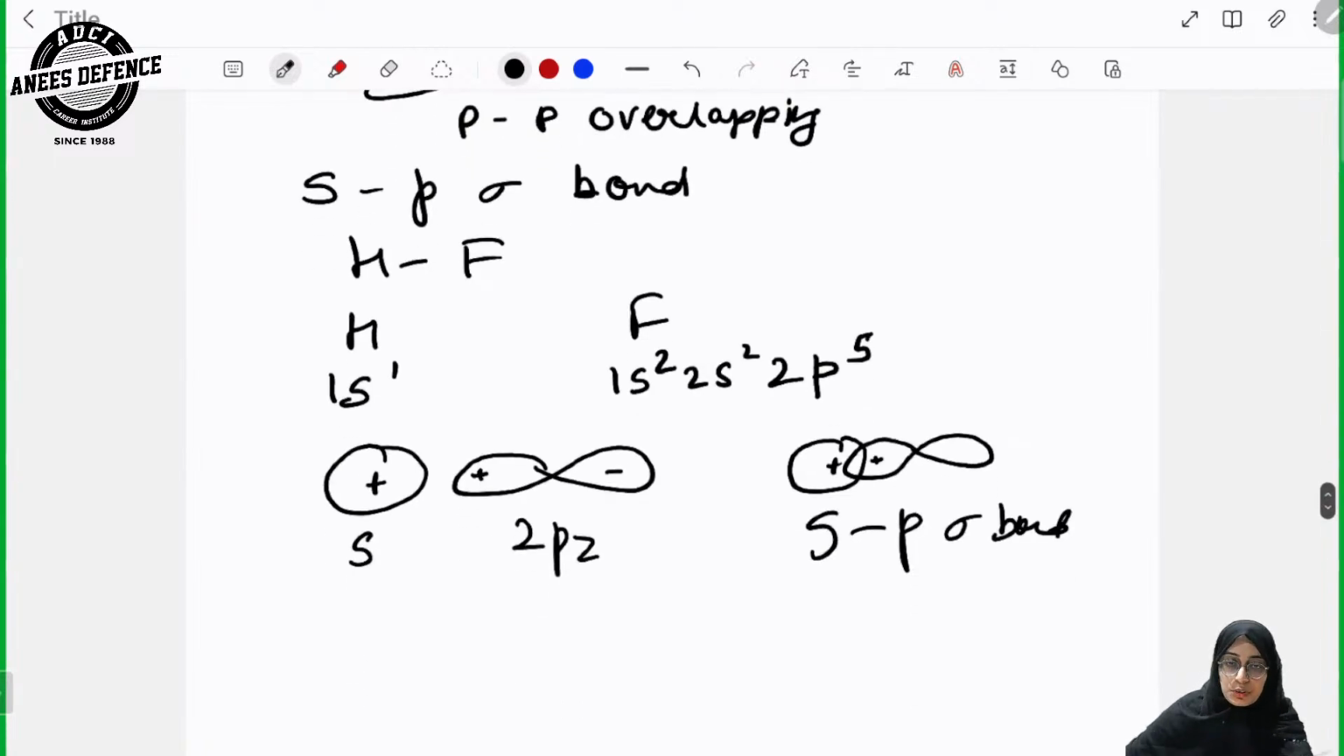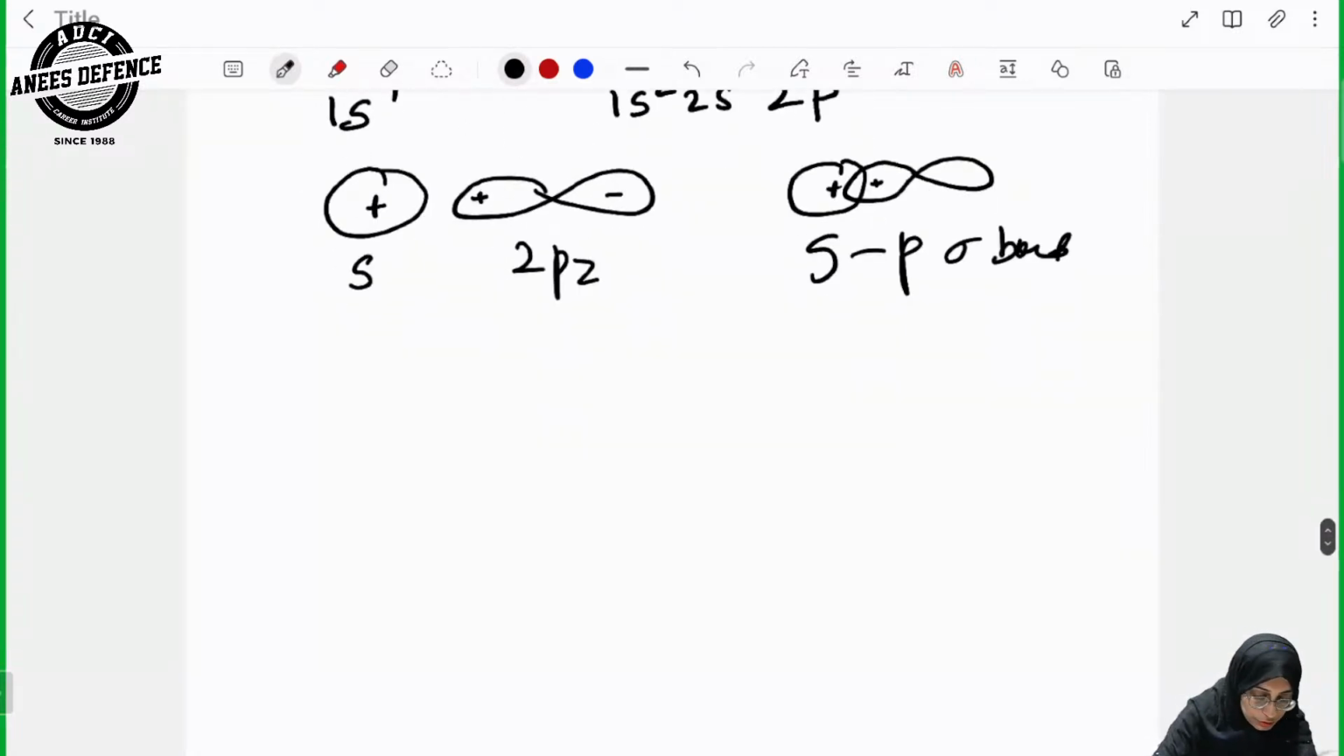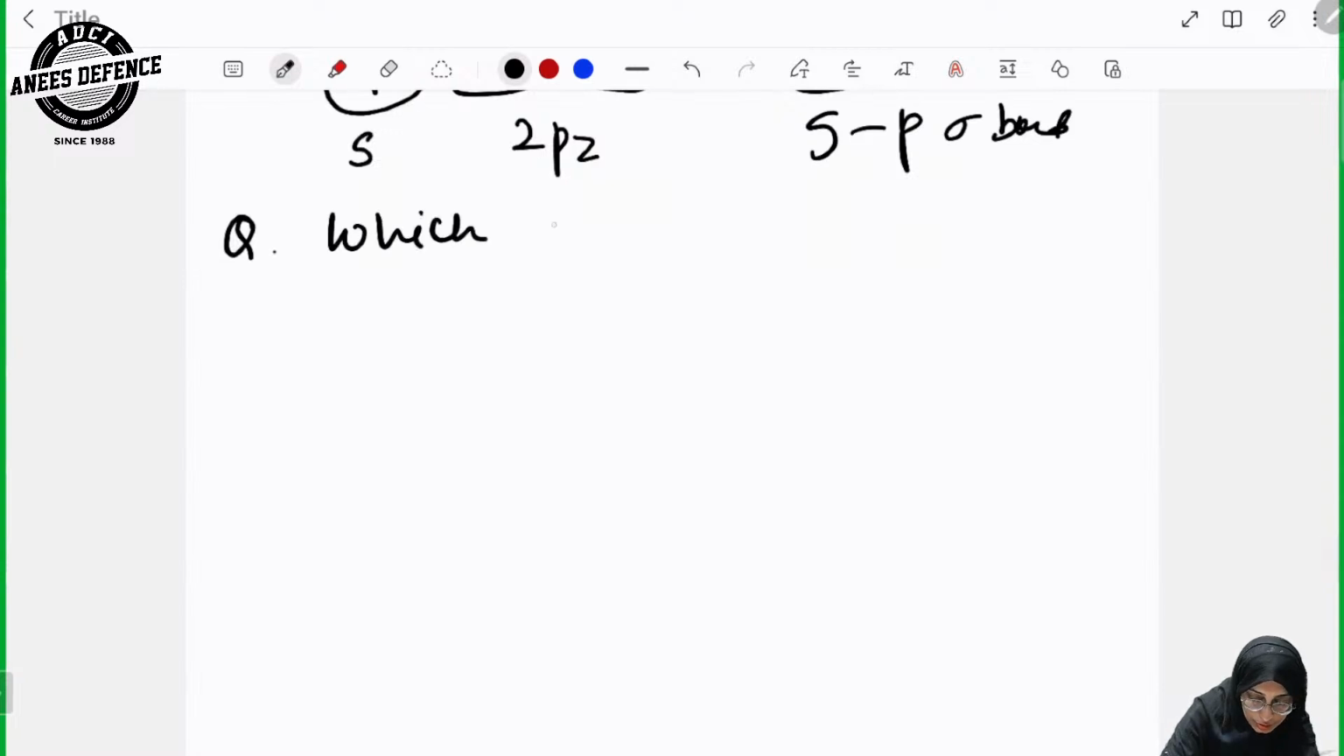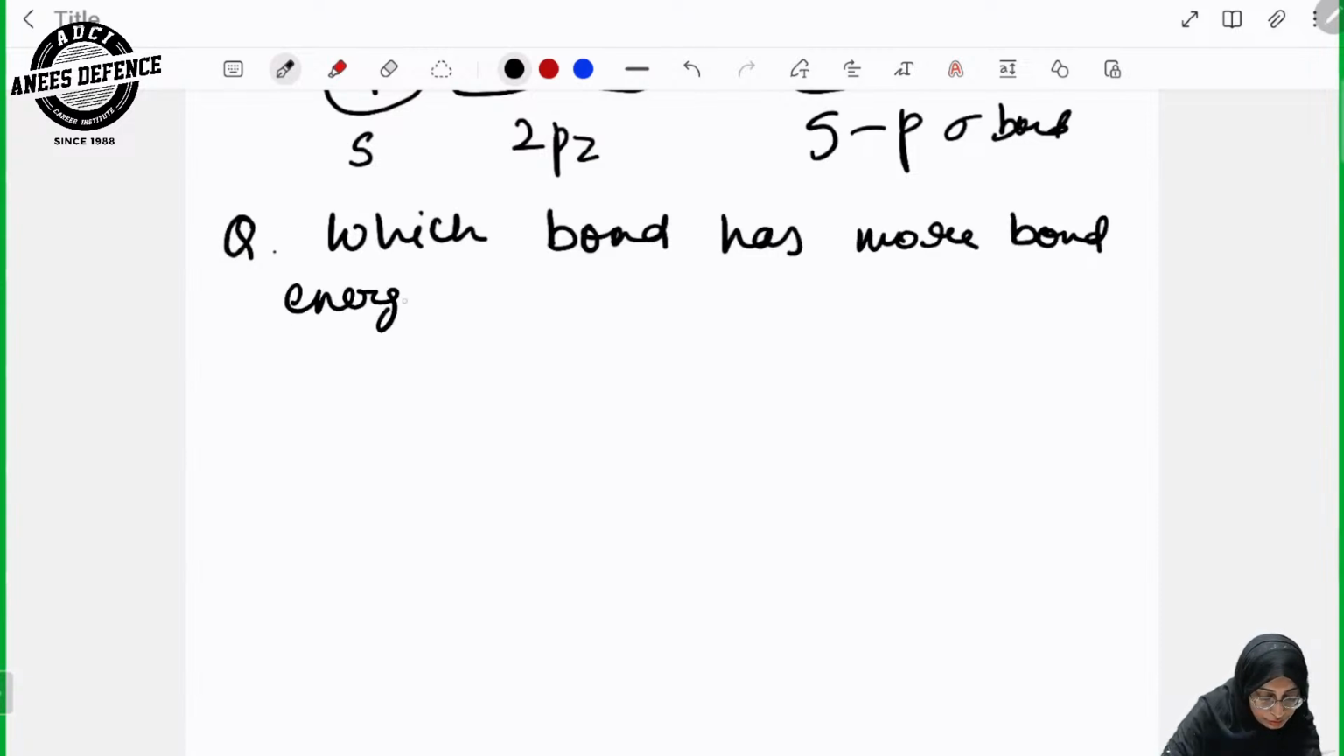Now a question could be asked like this: which bond has more bond energy? Or it could be like this: which bond has least bond length? We have seen that the more the overlapping, the more is the bond strength, the more is the bond energy, and the lesser is its bond length.